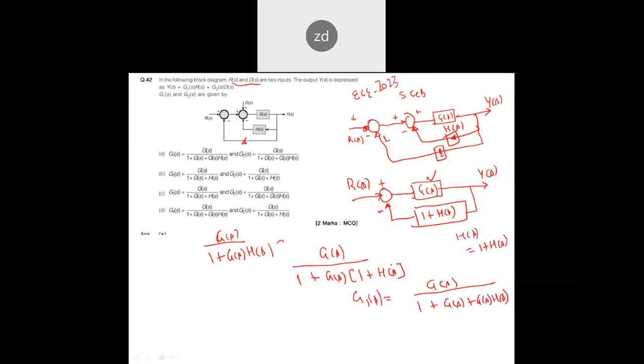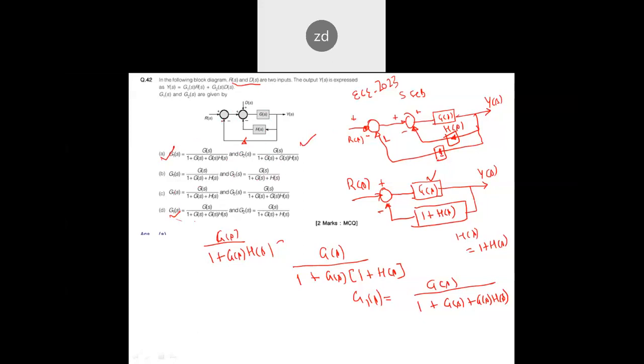Now if you look at this problem, do you have this G1 of S anywhere? Yes, for G1 of S you have it here, that is G of S over 1 plus G of S H of S. But you also have it at option A. So now you have to confirm. If it was not in any other option, you would have directly marked A, but it's also there in G2. So now you have to calculate the response for D of S. This is a competitive exam trick. If it was not there, you would have directly marked it.